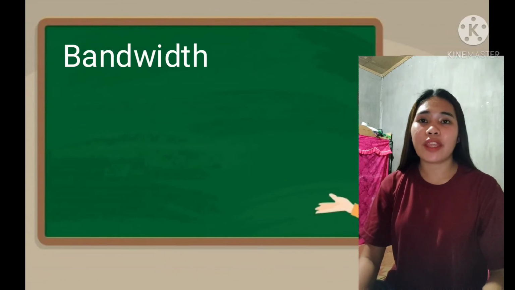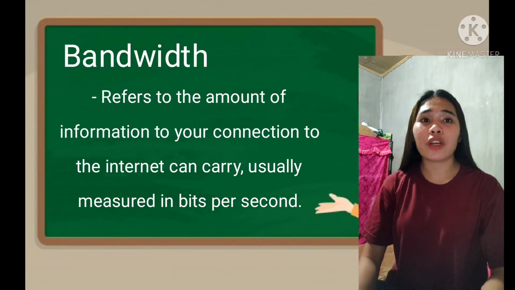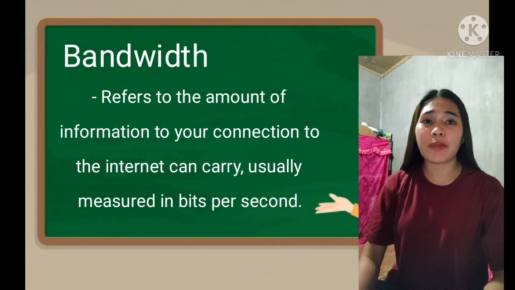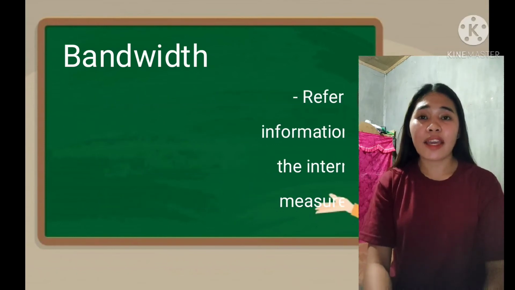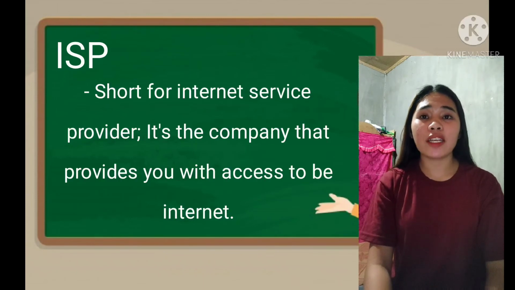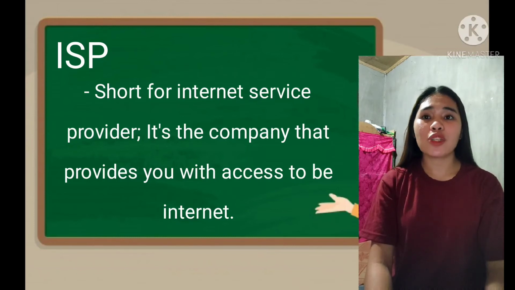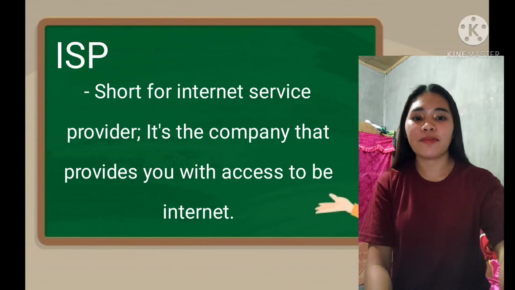First, we have bandwidth. It refers to the amount of information your connection to the internet can carry, usually measured in bits per second. So bandwidth is the amount of data that can be sent through an internet connection in a given amount of time. ISP is short for Internet Service Provider. It's the company that provides you with access to the internet. So ISPs are companies who provide you service in terms of internet connection.